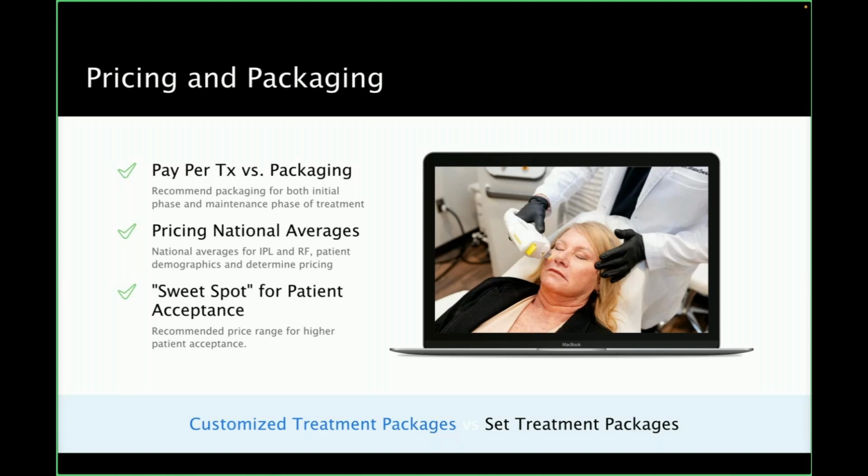So if patients aren't willing to pay that price, it doesn't mean lower your prices. It means let's work on how you're presenting this to the patient. Let's work on touching on their pain points. Let's work on the value and the outcomes that this patient is going to receive from this service.